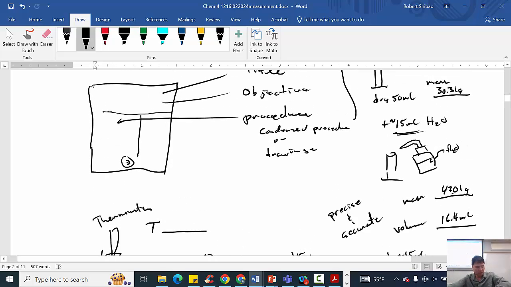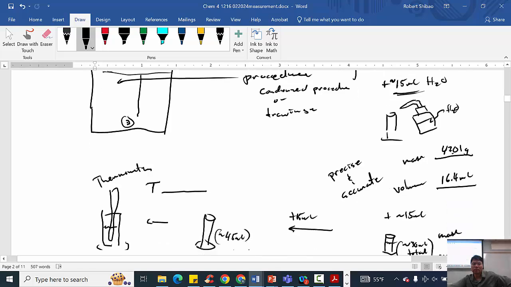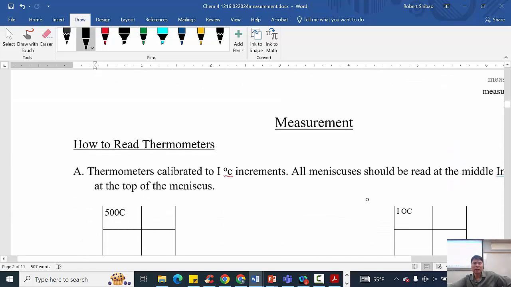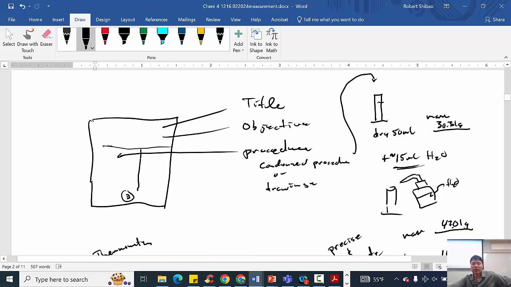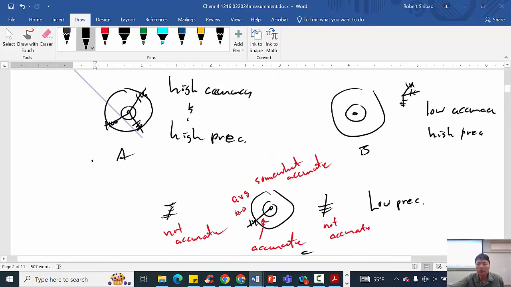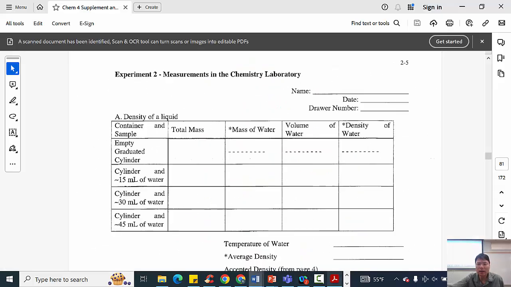So what we'll need to do is we'll need to check into the lab. This is procedure A. But we're going to talk about the calculations for procedure A here. And so let's take a look at that next.